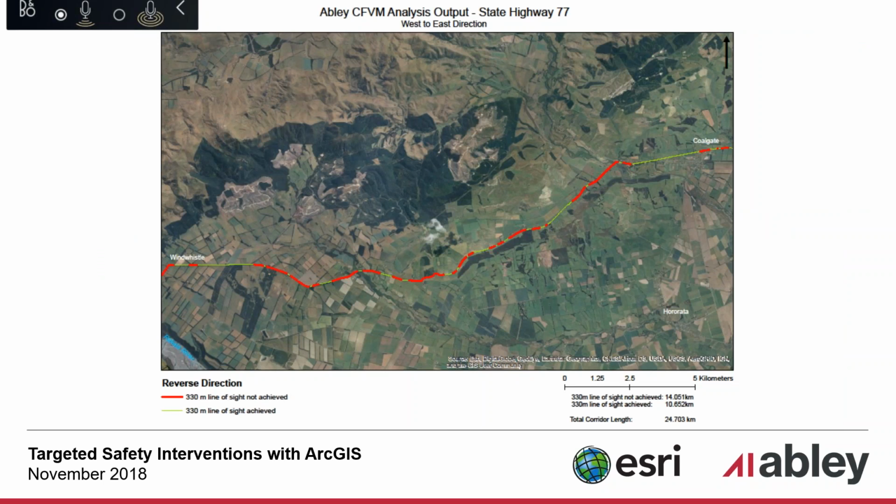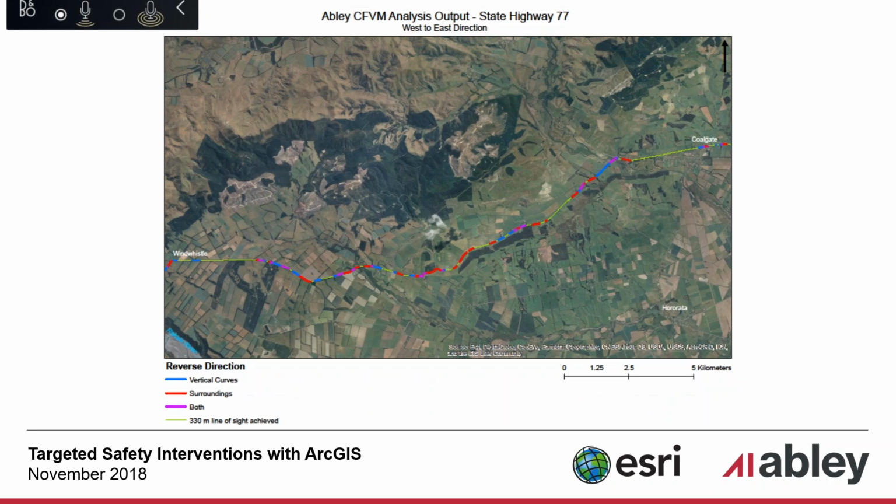So that is the level of validation that we've undertaken. That's what it looks like in a 3D sense. In a 2D sense, we can conduct the analyses and present it on a map and identify all of the instances along the road corridor where 330 metres or 1,000 feet of forward site visibility is not achieved.